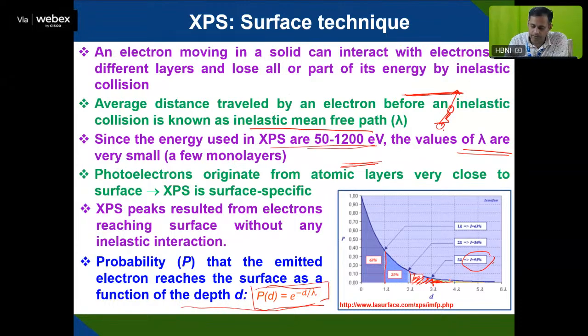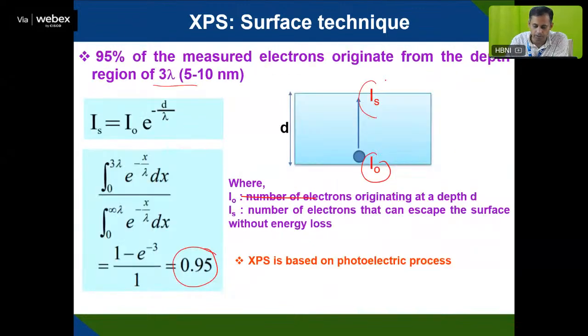So if you see, the intensity I0 is falling here and IS is what comes out from the sample, so IS equals I0 e to the power minus d by lambda. Since here we have 3 lambda, if you integrate e to the power minus x by lambda dx from 0 to 3 lambda, divided by the integral to infinity, then you will get 0.95. That's why XPS is based on a photoelectron process, and a maximum of 95% of the measured electrons originate from the depth of 3 lambda.